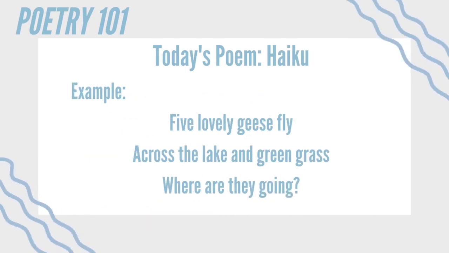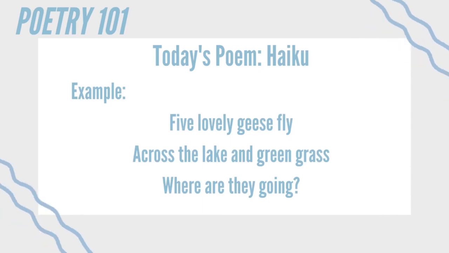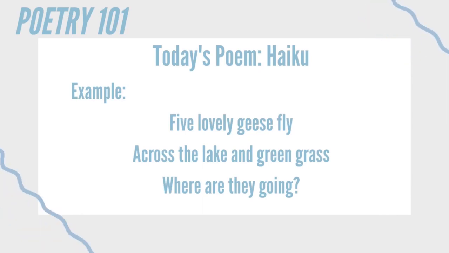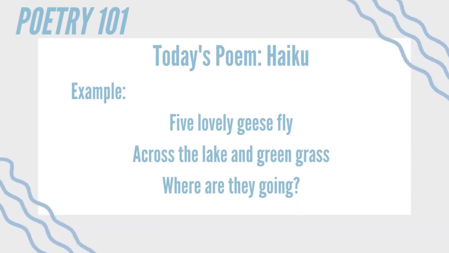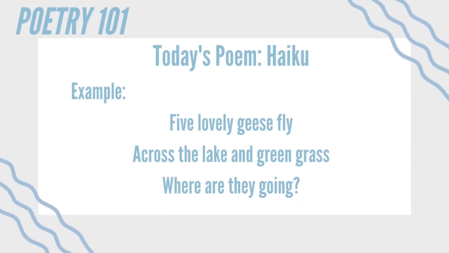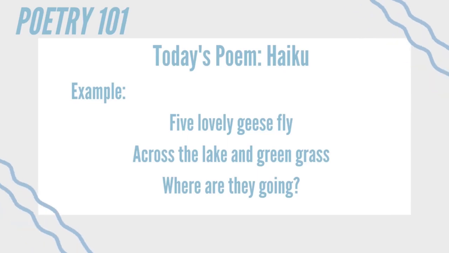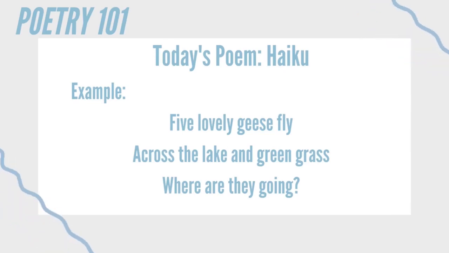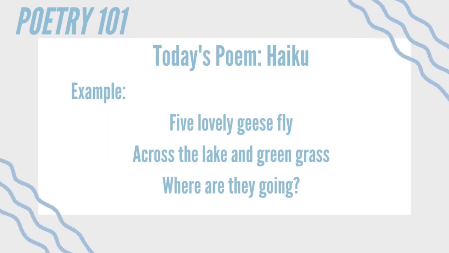In today's poem, the haiku, here's an example. In the first line, it has 5 syllables. "Five lovely geese fly." The second line has 7 syllables. "Across the lake and green grass." And then again, 5 syllables at the end. "Where are they going?"